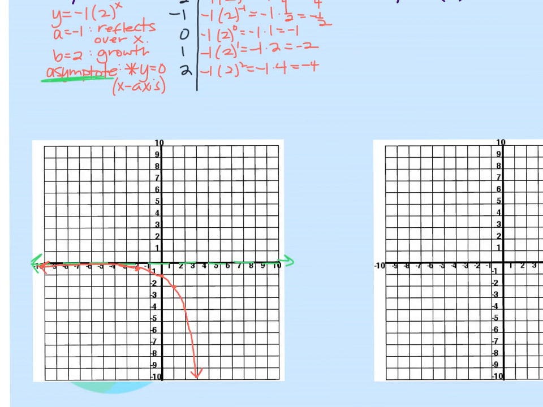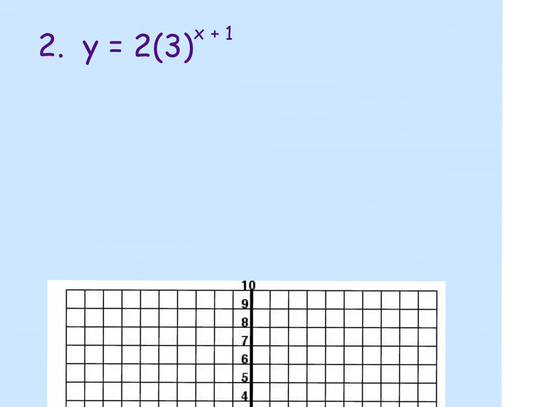Let's try the one on the right. For our next equation, y equals 2 times 3 to the x plus 1 power. Notice this already has the a and the b values separated by the parenthesis. A equals 2. That's a number greater than 1, so this graph is going to stretch vertically. It's going to get even bigger faster than the other exponential growth function does. So it stretches vertically, and that just means our outputs get bigger faster. The b value is 3, and that indicates another growth function.